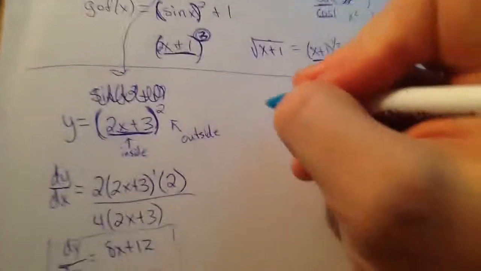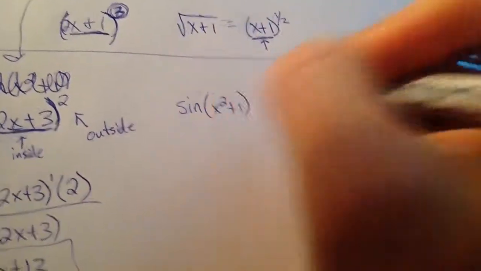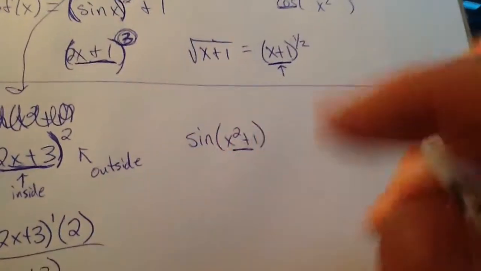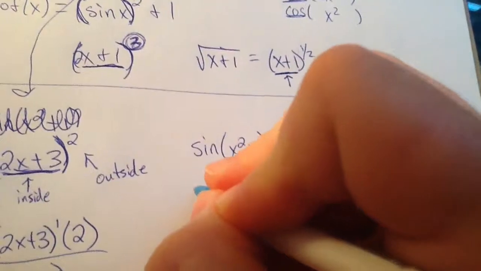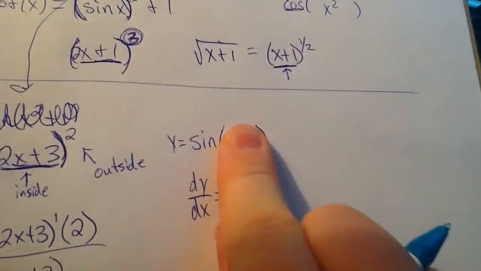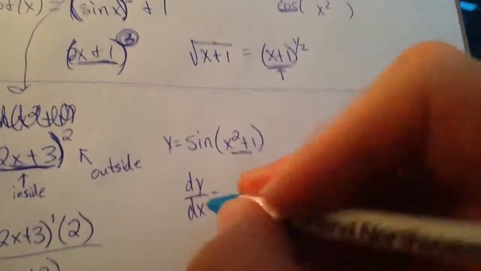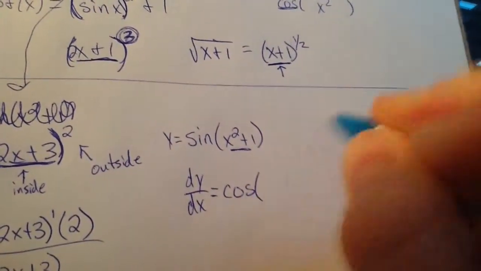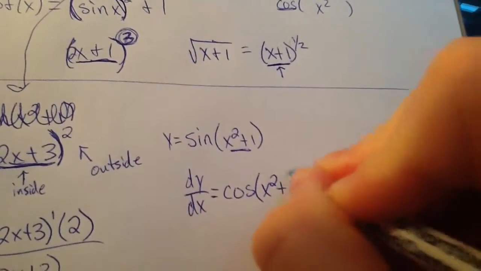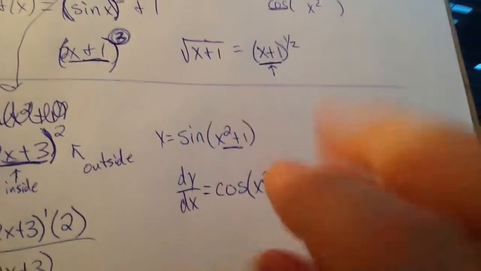So doing the trig function one, if we have something like that, recognize here the inside is this piece right here. So we're going to ignore that at first, and we're going to do the derivative of the outside. So derivative of sine. Derivative of sine is just cosine of, and you leave all that stuff in there. So that's the derivative of the outside.